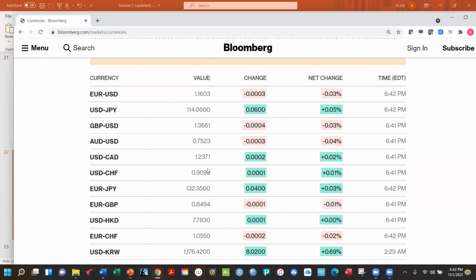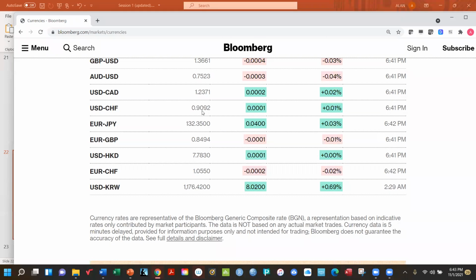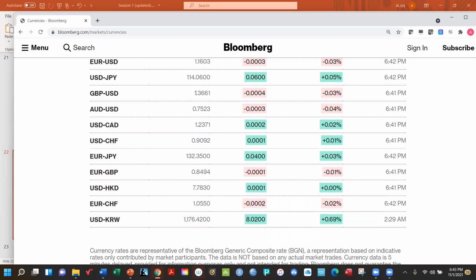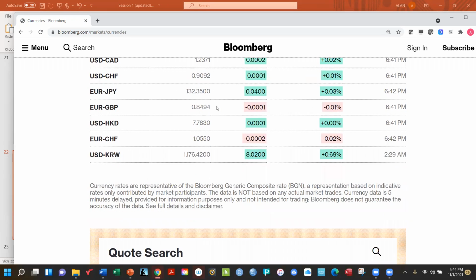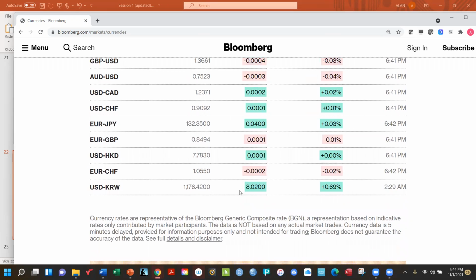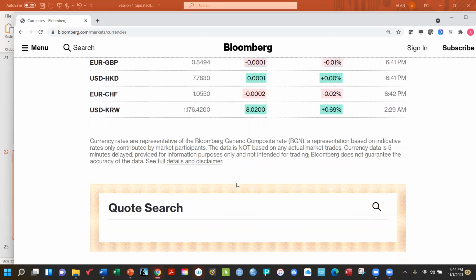The reason I'm bringing that up is that you don't see it here. It's assumed when you see these quotes that this is actually the midpoint of the bid and the ask prices. So in other words, it might be that the bid price is $1.32 and the ask price is $1.40. The one you'll actually pay depends on whether you're buying or selling. The quote here is simply the halfway point between the two. And so it's understood that that's what these numbers mean. Like it says here, the data is not based on any actual market trades.